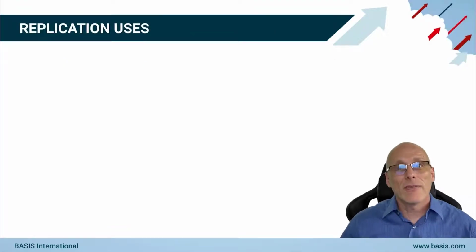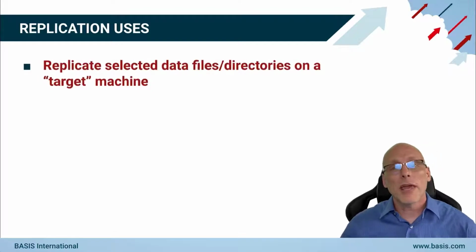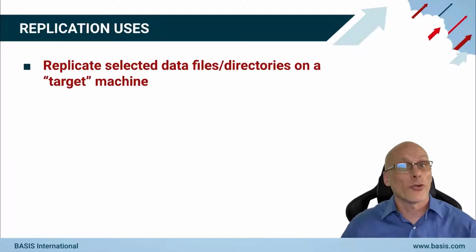All right, so let's dive into some of the interesting things about this presentation. First and foremost, let's start off with replication and some of the use cases that we have for it. Replication allows you to replicate selected data files as well as directories onto a target machine. So think of your live production system as your source. That's the source of the data that you're wanting to replicate. And then you'll replicate it to another machine or another location, and that would be called the target.